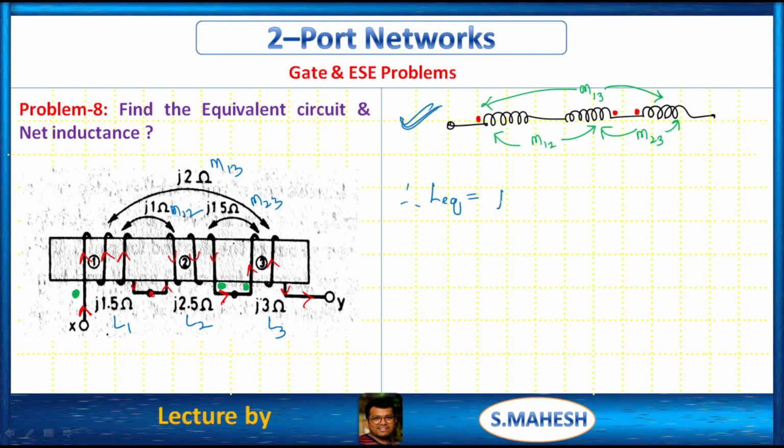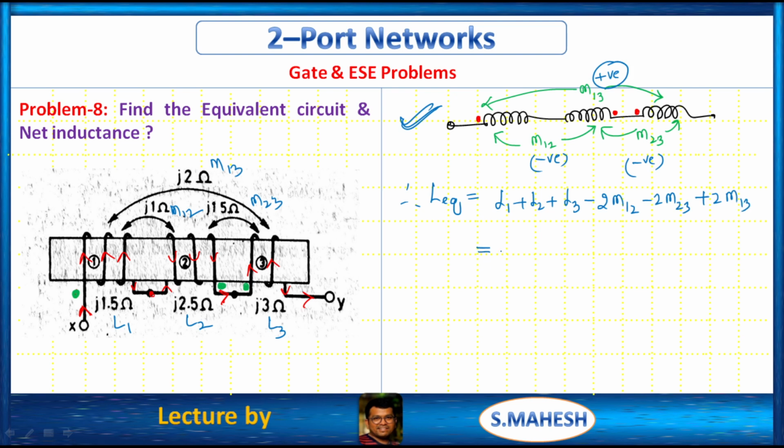Therefore L equivalent is L1 plus L2 plus L3. See, M12: entering, leaving, negative, clear. What about M23? Leaving, entering, negative. What about 13? Entering, entering. This is positive. That's it. Minus 2 M12 minus 2 M23 plus 2 M13.